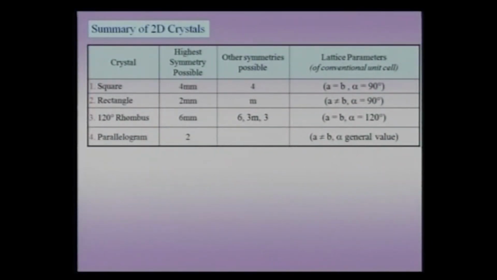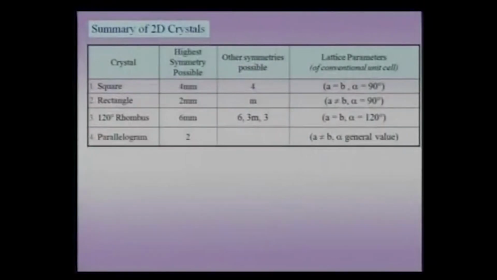Because of the convention, all these kinds of symmetries are put under the rhombus class, and we will see later that when you go to 3-dimensional crystals, the crystals with 6-fold symmetry are placed separately from the crystals with 3-fold symmetry, which has not been done in 2 dimensions. They all come under the 120-degree rhombus class, and we still have to note that hexagonal lattices will always have 6 mm symmetry, while crystals based on them could have a lower symmetry.